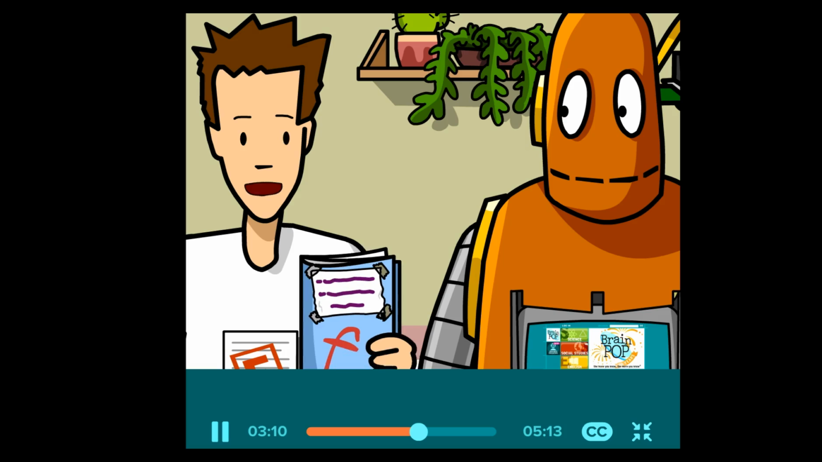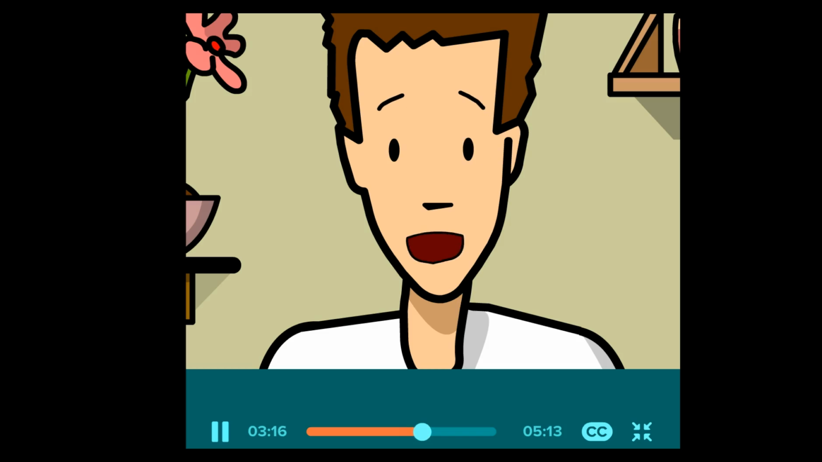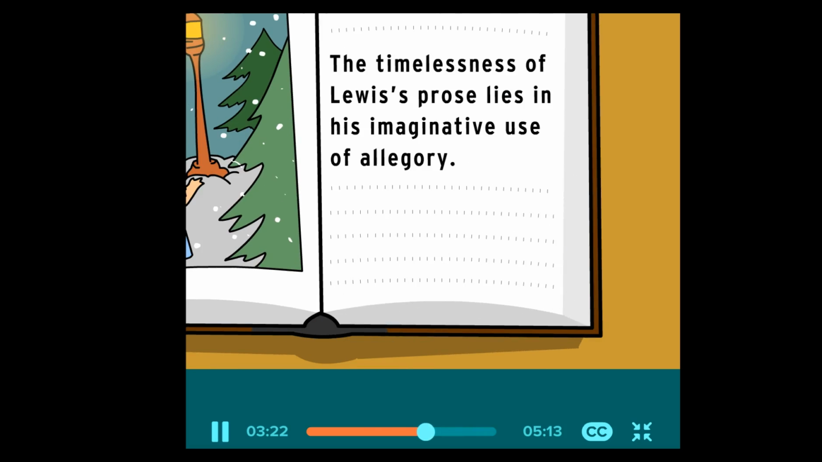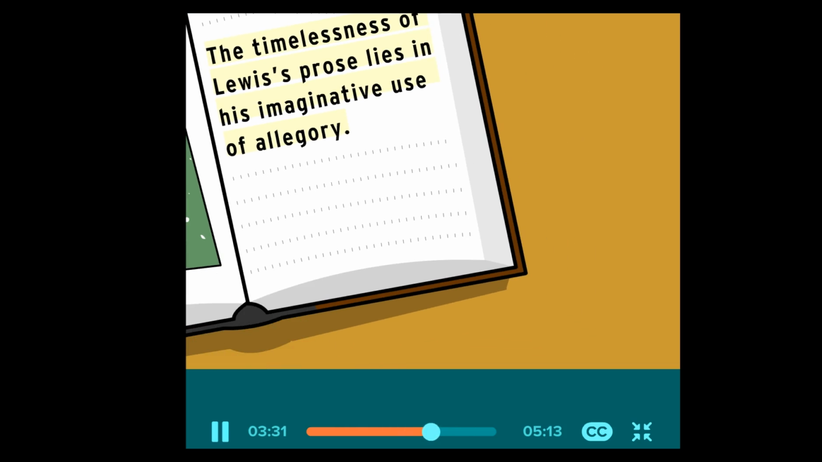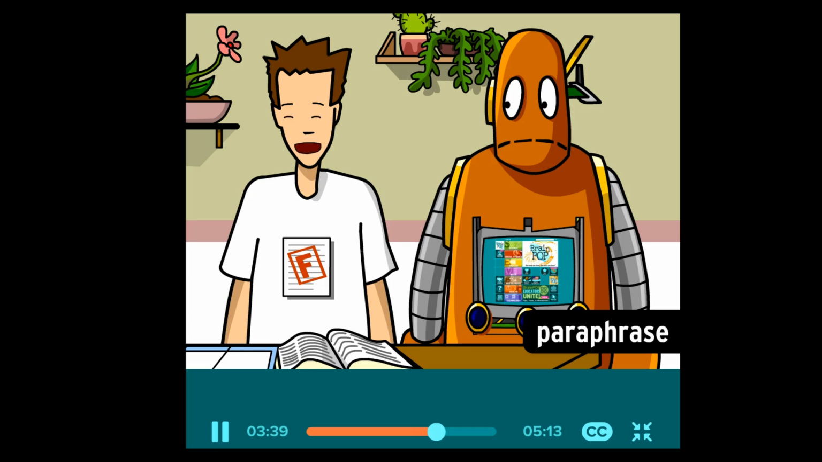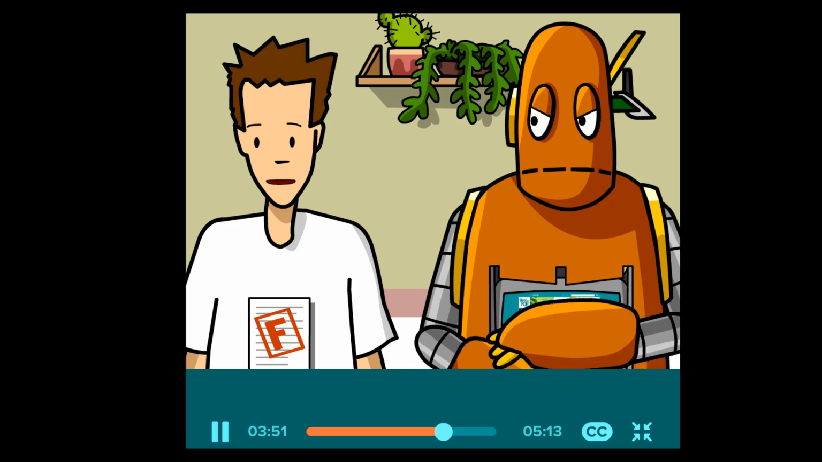Many examples of plagiarism aren't obvious cut and paste jobs. In fact, a lot of students end up plagiarizing by accident. For instance, you might borrow a few key words or phrases from a source. See, the source sentence was, "The timelessness of Lewis's prose lies in his imaginative use of allegory." And you wrote, "The key to Lewis's timeless prose lies in his imagination and use of allegory." You didn't really paraphrase the material or put it into your own words. You just rearranged the sentence. You used a lot of the same words, and some of them are pretty fancy. I bet you don't even know what allegory means.